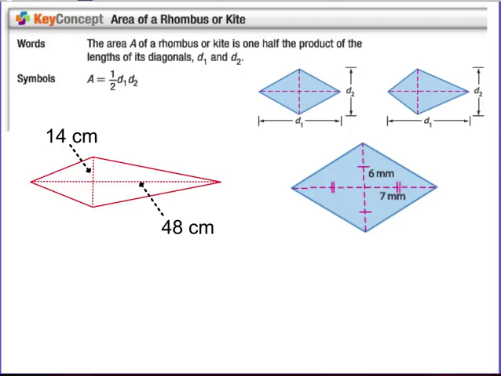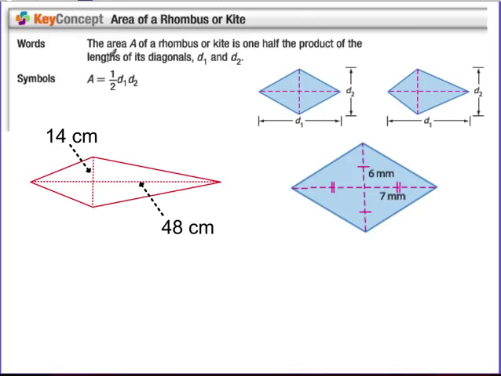The area of a rhombus or kite uses the same formula. Of course, a rhombus has 4 sides that are of equal length, like a square, except that the angles aren't necessarily 90 degrees like they would be in a square. A kite has 2 sides that are the same length here, and then 2 sides that are the same length here, but many of the properties of a rhombus and kite are similar. And so they use the same formula for finding the area.